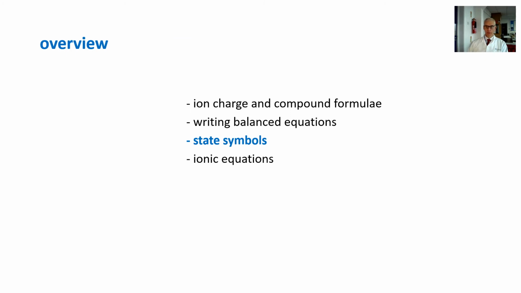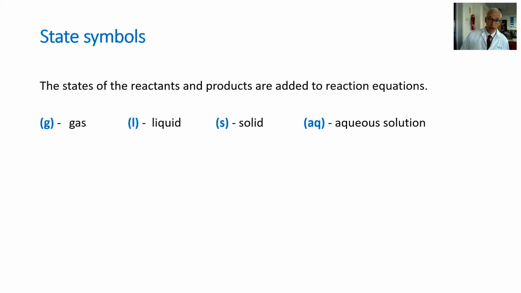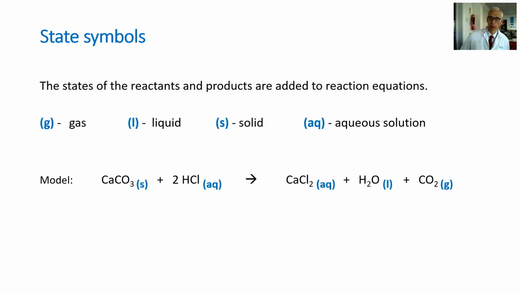So moving on from balanced equations, a quick review of state symbols. Another feature of chemical equations which you will have met is state symbols. So G for gas, L for liquid, S for solid, and AQ for dissolved in water. Aqueous solution means the substance is soluble and it's formed a solution in water. Aqueous solution, AQ. So we apply those to equations such as this model here.